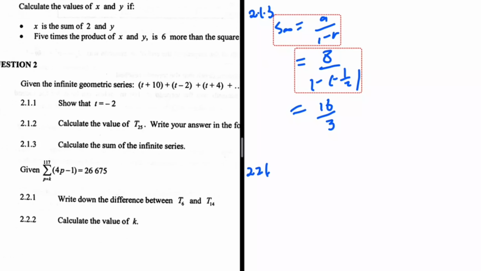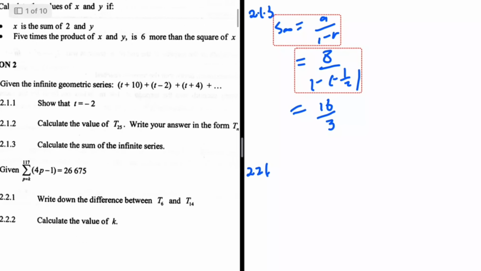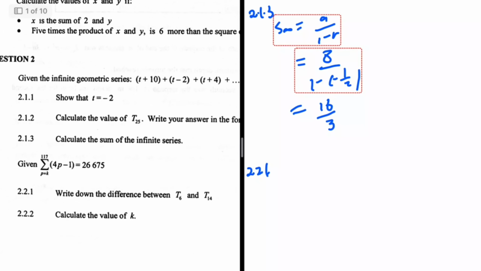Write down the difference between T6 and T14. The question says write it down. I actually cannot write it down, I have to calculate. I don't know if write down implies that you must just write your answer, like no need for a calculation, or calculating is prohibited. I don't know if that's what it implies, but I get the answer when I calculate. I don't know about just writing it down. Maybe you guys can help me in the comments. Maybe there's something I'm missing.